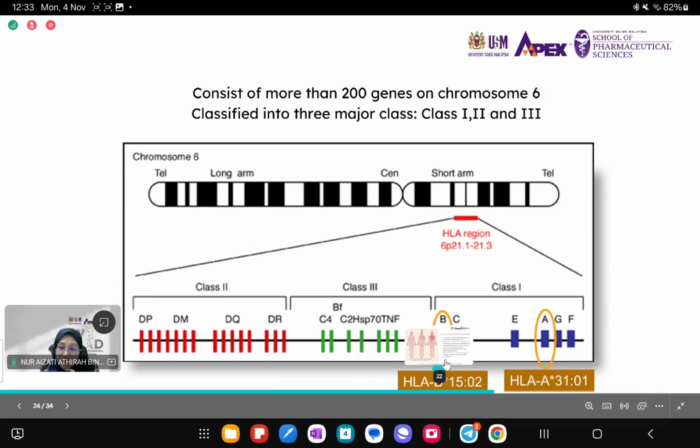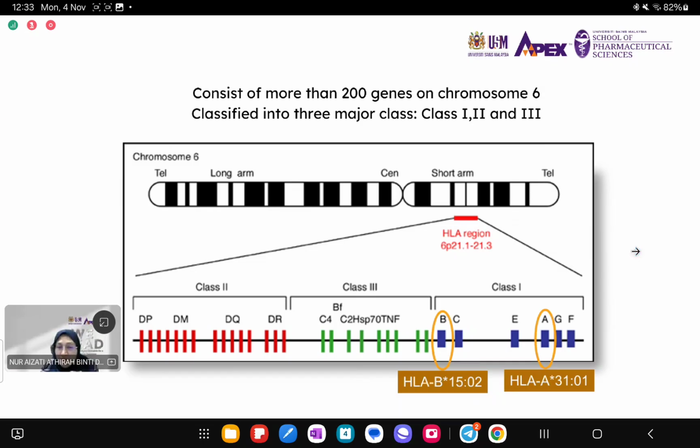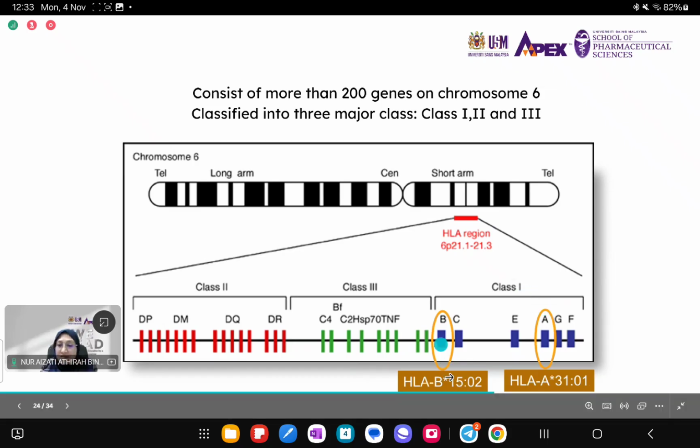And the pharmacogenetic markers for ADR are mainly HLA-B*1502 and HLA-A*3101. Both are in class A.